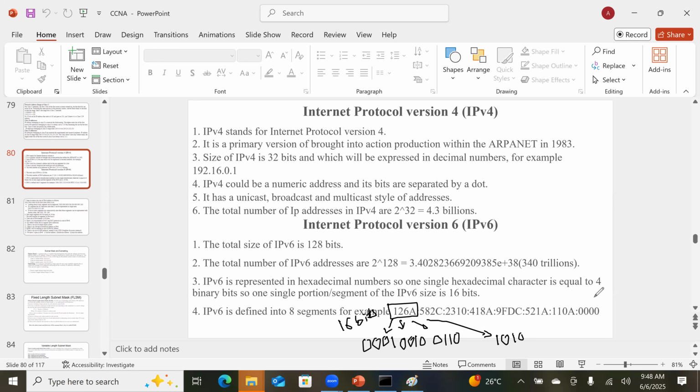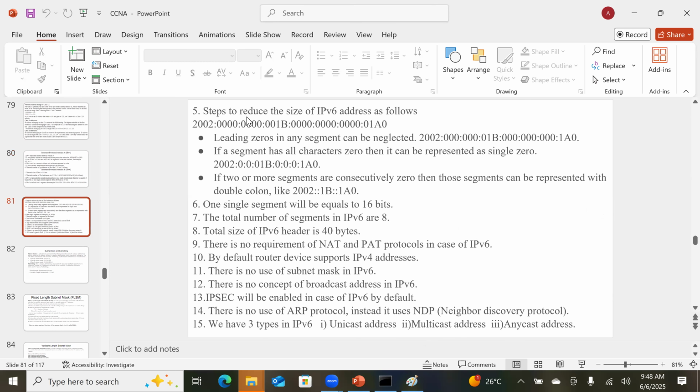So how many segments do we have? 8. If your mathematics is really good, you can calculate this: 128 bits. This is the size of an IP version 6 address. Next we have this, which we'll discuss later when we discuss IP version 6 again. I'm not going to discuss it here.